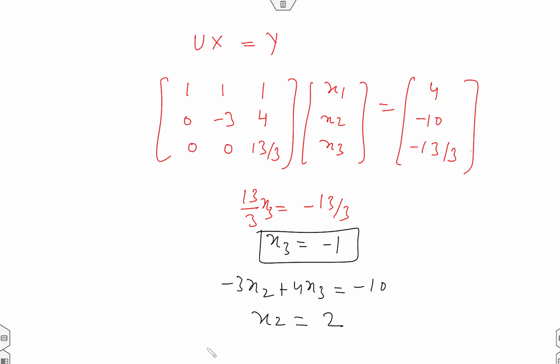And then from the first equation, x1 plus x2 plus x3 equal to 4. Using the values of x3 and x2, the value of x1 comes out to be 1. So the solution of the system by the LU decomposition method is 1, 2, minus 1.